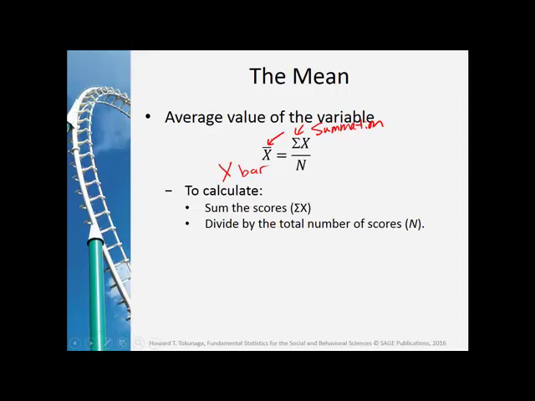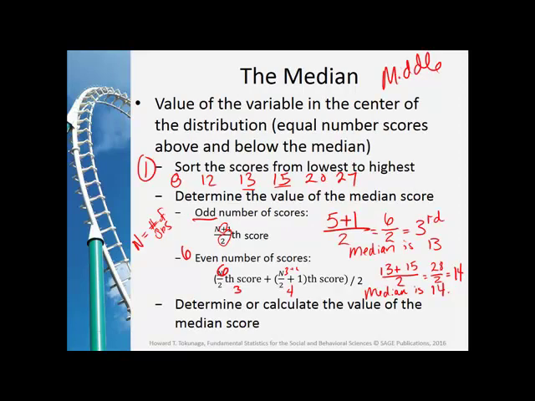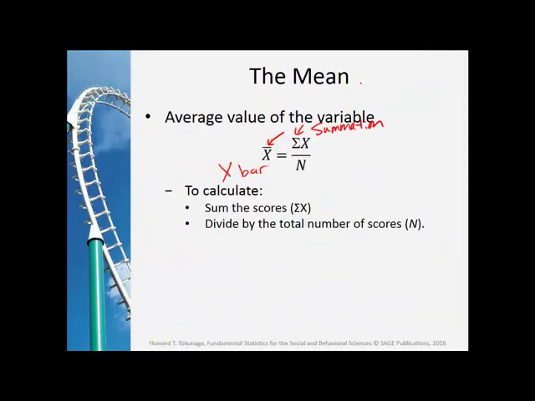So what we're going to do is take our data set and add all of the values of x together: the sum of x. Let's go back to the previous slide. I had a data set that was 8, 12, 13, 15, and 20. Let's just start with those 5 numbers, to make it easiest on ourselves.